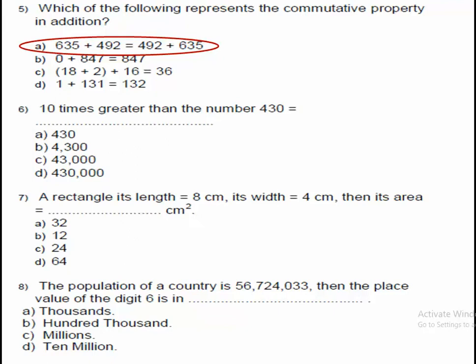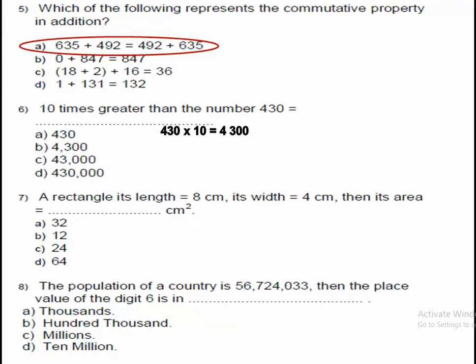10 times greater than the number 430. We know that when we say 10 times greater, it means we will multiply times 10. We will multiply 430 times 10, it will be 4300.